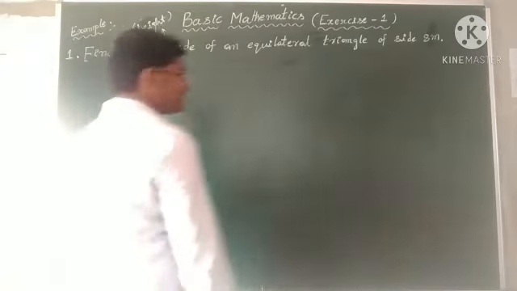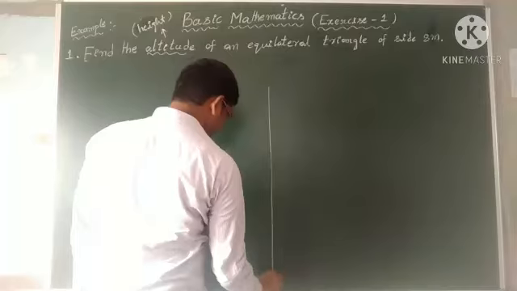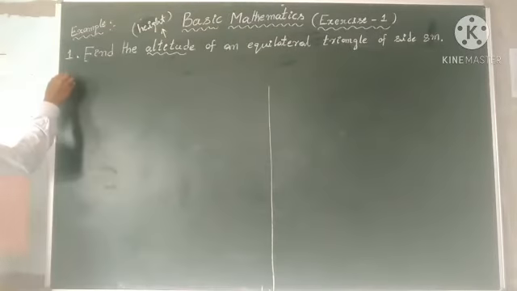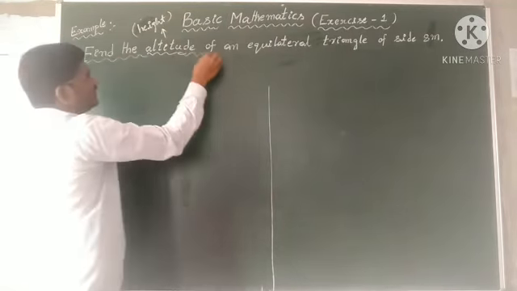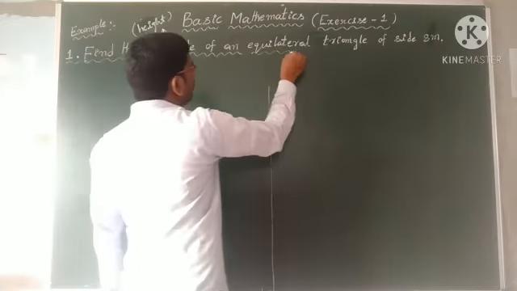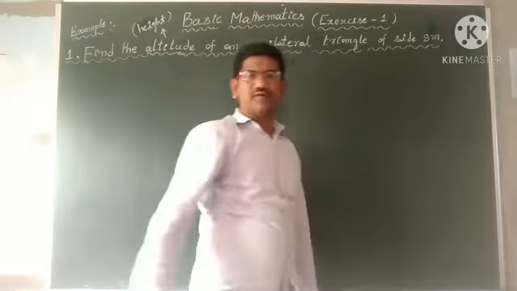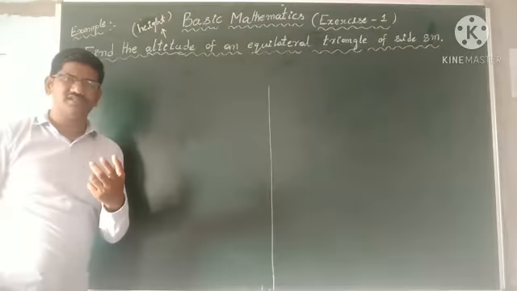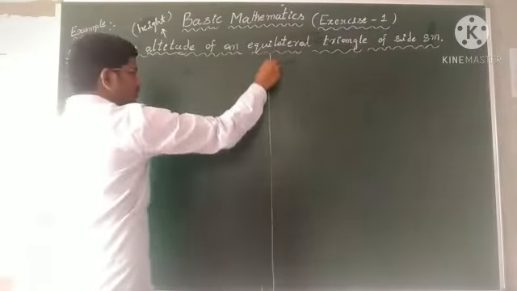So for this purpose, you see, students, I am going for its solution. So this is the question: find the altitude of an equilateral triangle of side 8 meters. This is the question given. Okay, now I am going for its solution.